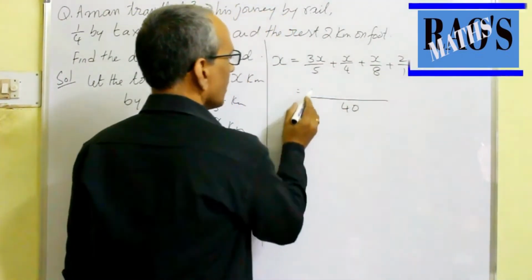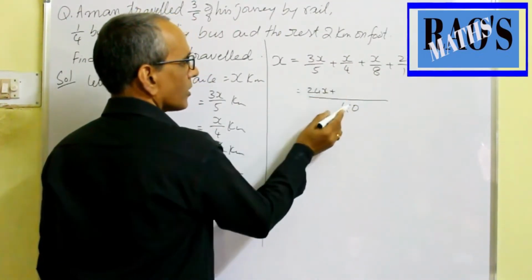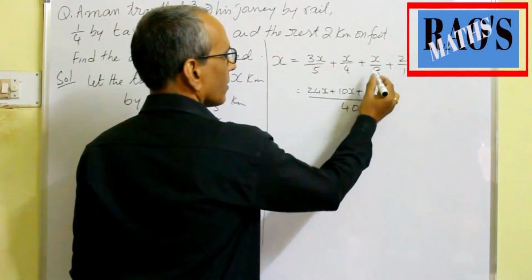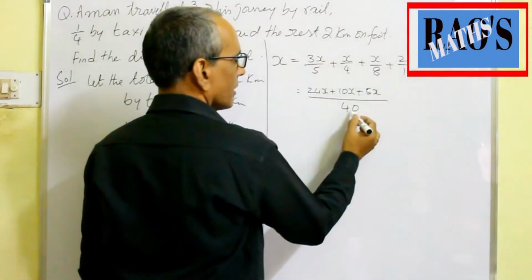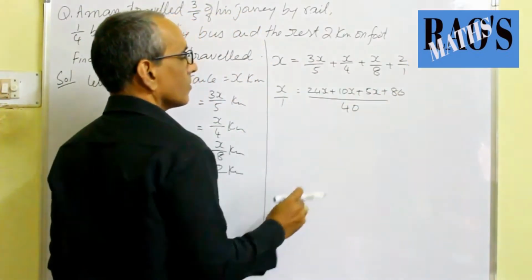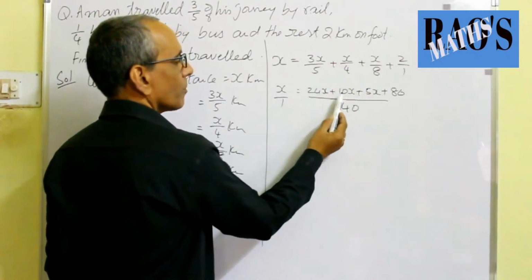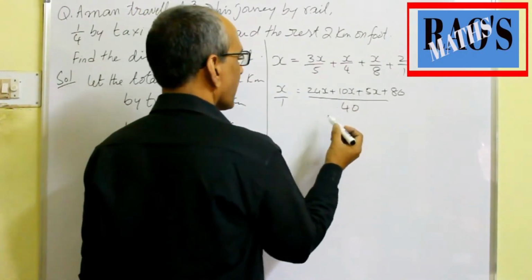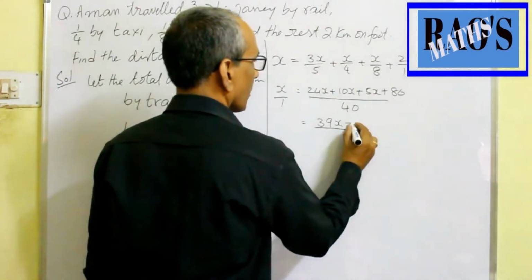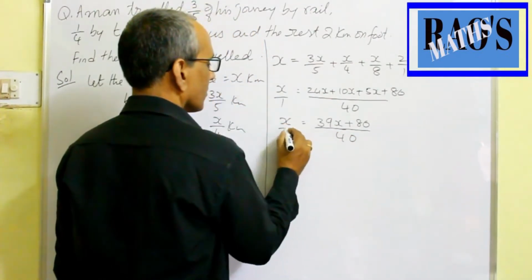40. Okay. 5 eights are 40, 8 times of 3, 24x. 4 tens are 40, 10 times of x, 10x. 8 fives are 40, 5 times of x. 40 times 2 is 80, is equal to x. Sum up 24x plus 10x plus 5x. 24 plus 10 is 34, 34 plus 5 is 39x. So 39x plus 80 by 40 is equal to x.